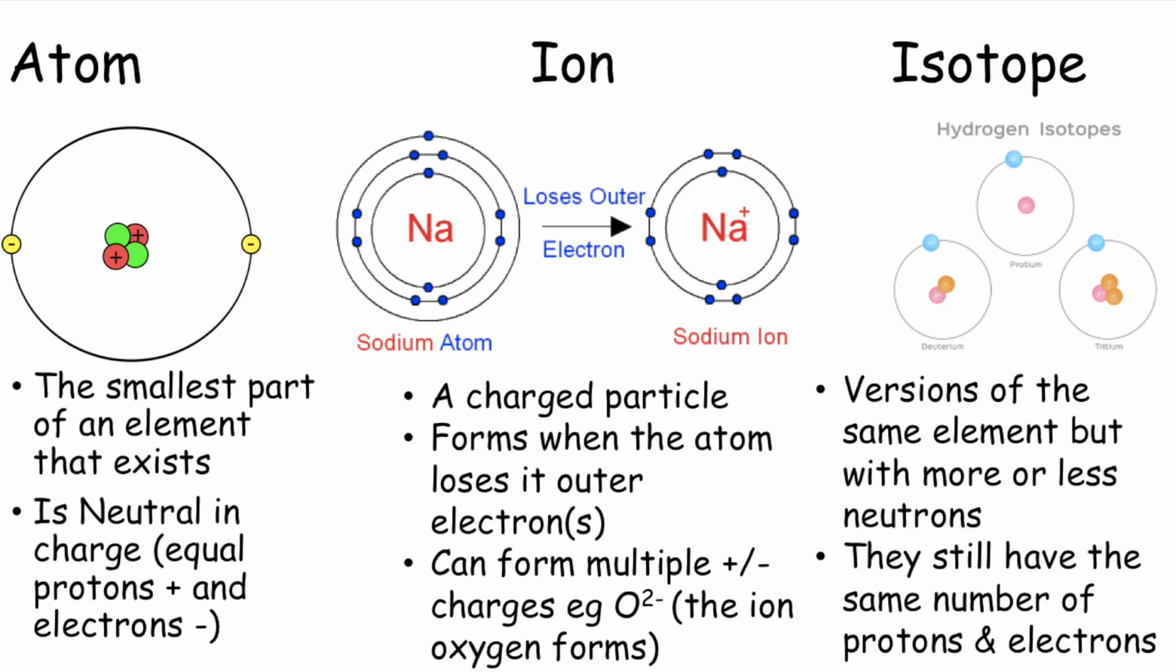This means that the isotopes will have the same chemical properties because they still interact in the same way due to having the same number of electrons. However, they might have different physical properties. So for example, if they've got more neutrons, they will have a higher density because there's more mass within the atom. One negative of isotopes is that often due to the excess of neutrons within the nucleus, they become radioactive because their nucleus is unstable.